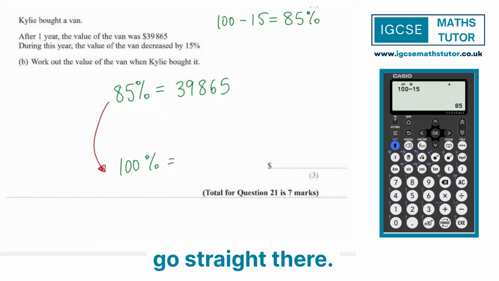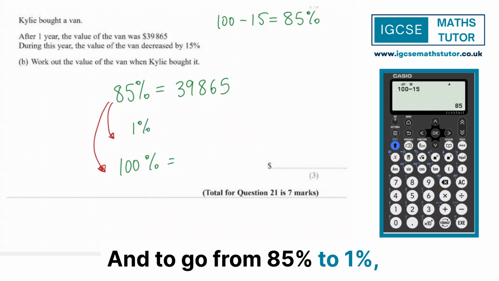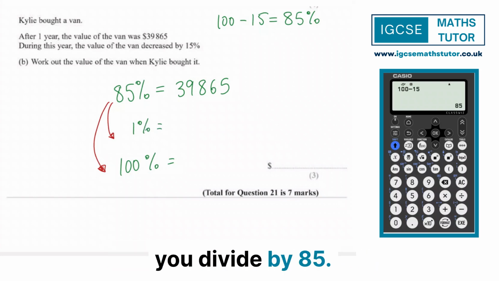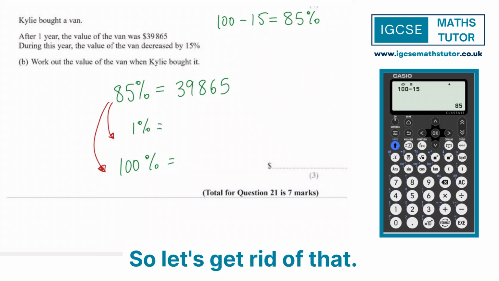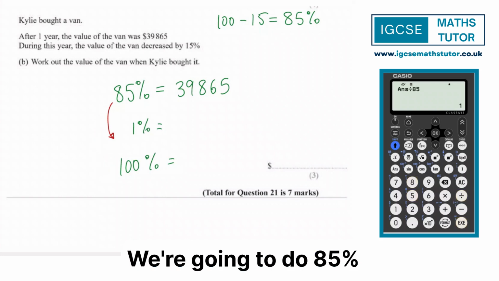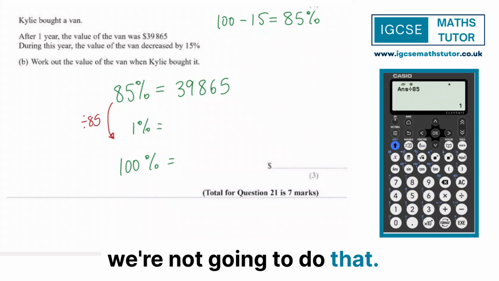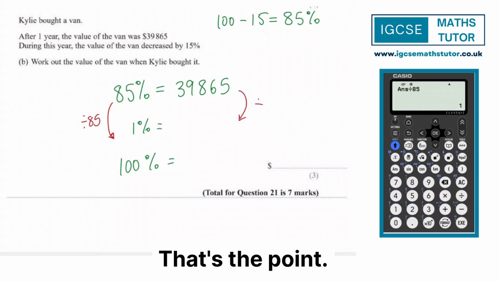It's not very easy to go straight there. What we're actually going to do is go to 1%. And to go from 85% to 1%, you divide by 85. That's called the unitary method. So let's get rid of that. We're going to do 85% divided by 85. Well, we're not going to do that. We know that's 1%. That's the point.